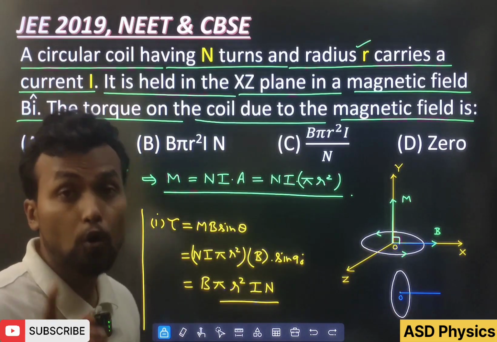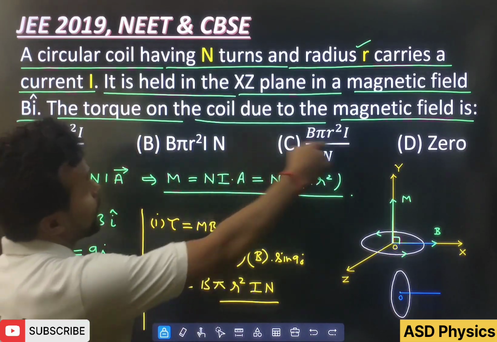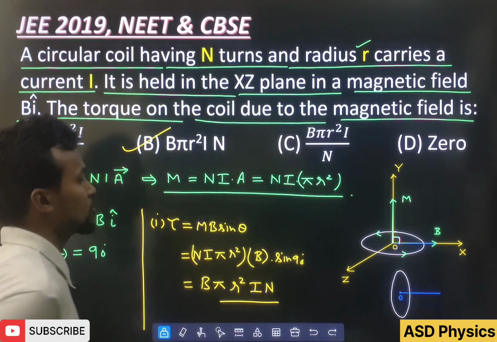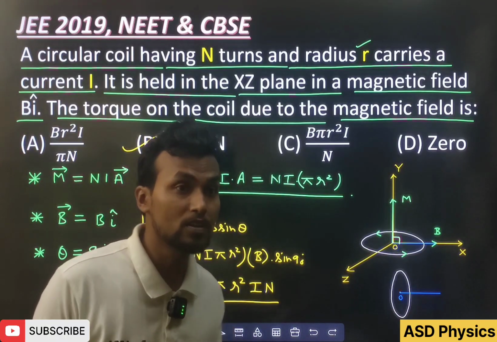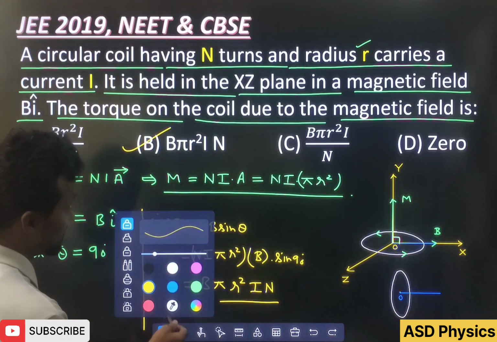So here you are getting only and only the magnitude. Even you can see the options also. The correct option is option B, that is the answer. But here we are not getting any information about this torque in which direction.